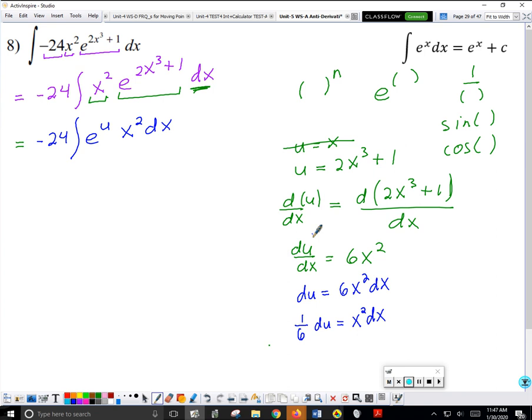So then, doesn't the du depend on the dx? Like, because it's for a specific point in time, right? Think of it this way.